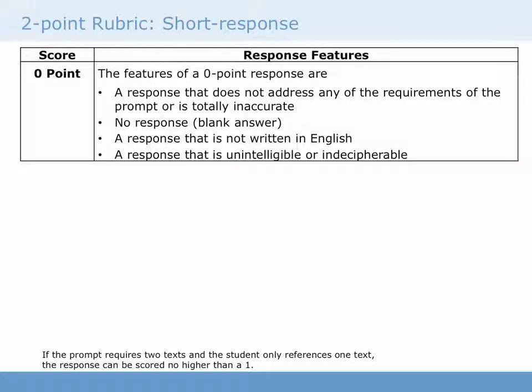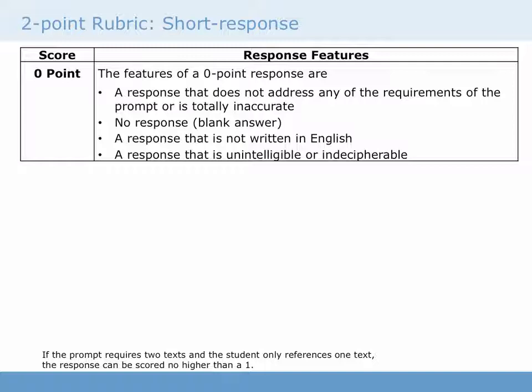A 0-point response features a response that doesn't address any of the requirements of the prompt, or it's totally inaccurate. There may be no response, a totally blank answer. A response that's not written in English is scored as a 0, and a response that's unintelligible or indecipherable also merits a 0. Take a look at the bottom of the rubric.